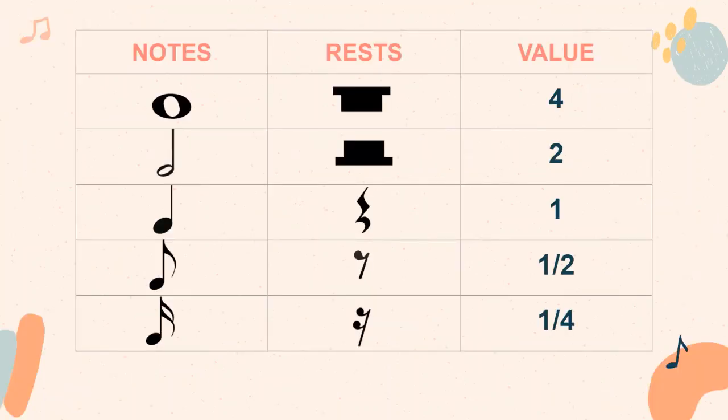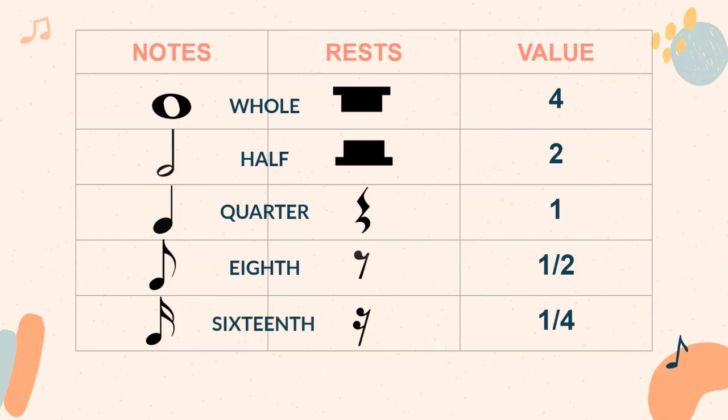Before we proceed, let's have a review of the values of the regular notes and rests. The whole note, the same as the whole rest, has 4 beats. The half note, the same as the half rest, has 2 beats. The quarter note, the same as the quarter rest, has 1 beat. The eighth note, the same as the eighth rest, has a 1/2 beat. And the 16th note, the same as the 16th rest, has 1/4 beat.